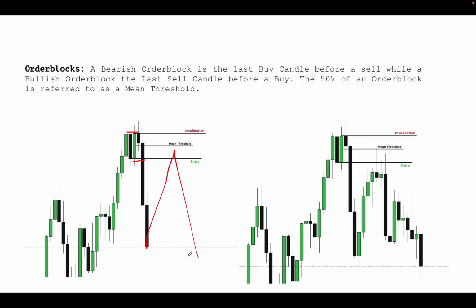Why does this type of action happen during price? Well, the banks create a buy order, a small buy order, then immediately they create a large sell order.